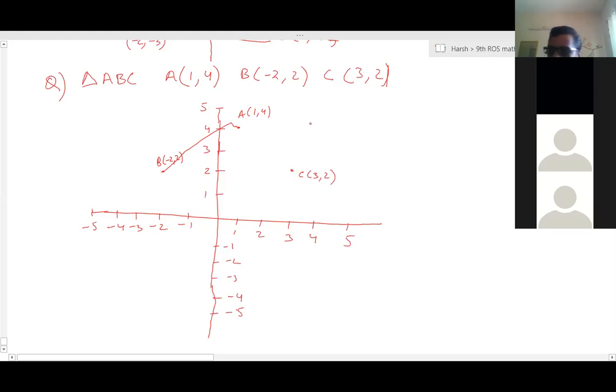Join this one, sorry. Message डाल दो. It is not going. So I will join these points.